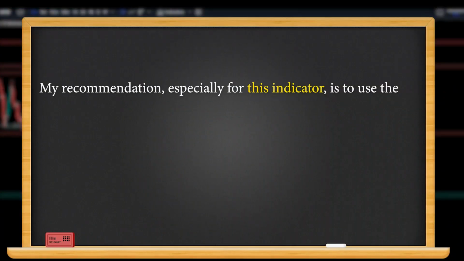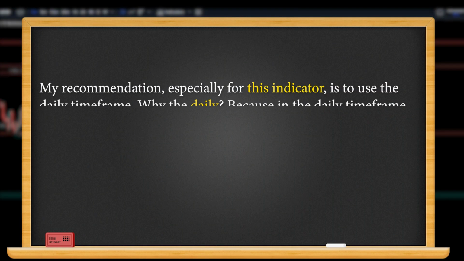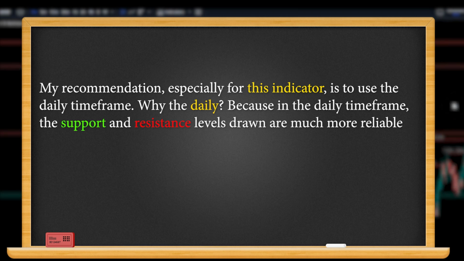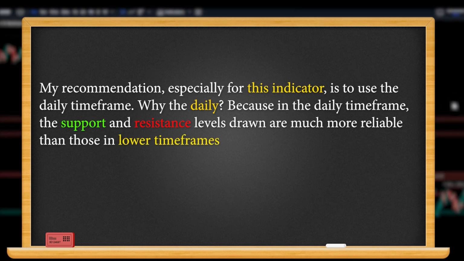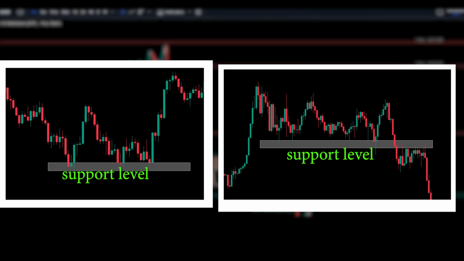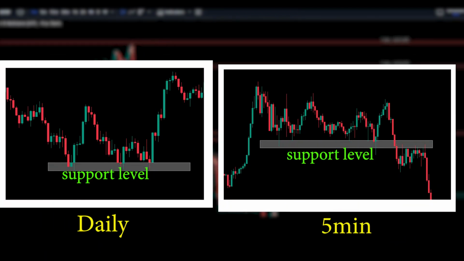My recommendation, especially for this indicator, is to use the daily time frame. Why the daily? Because in the daily time frame, the support and resistance levels drawn are much more reliable than those in lower time frames. For example, if you identify a support level on the daily time frame and another on the 5-minute time frame, which one do you think is more reliable and likely to cause a price reaction? Naturally, the support level on the daily time frame is more reliable, as many traders monitor this time frame, resulting in a significant number of orders being placed at this level, leading to price reactions.